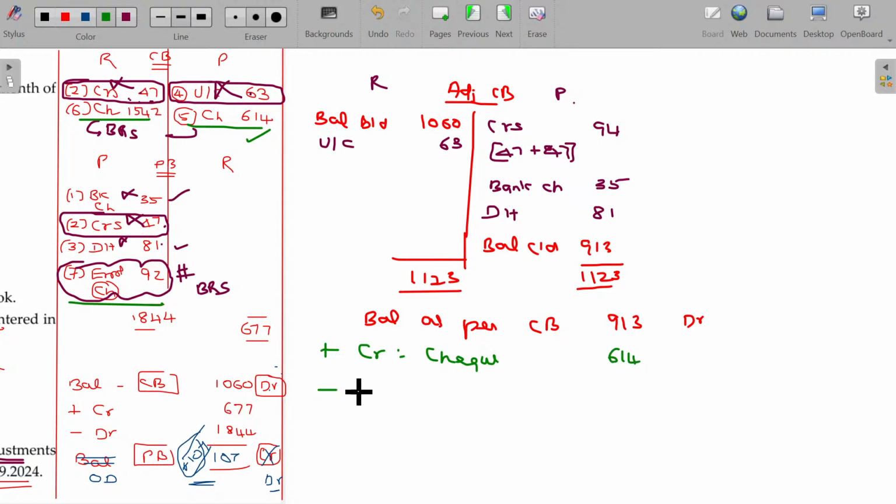And minus debit item. What are they? One is check related, the value being 1542. Another one is bank's error. Bank's error. We are pretty happy to show this one to the management. Okay.